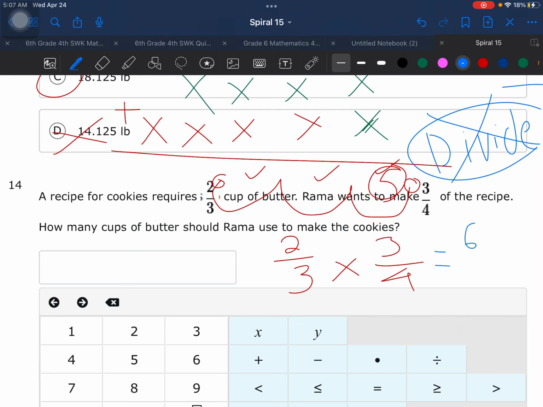2 times 3 is 6. 3 times 4 is 12. If you simplify, you get 1/2. So 1/2 cups.